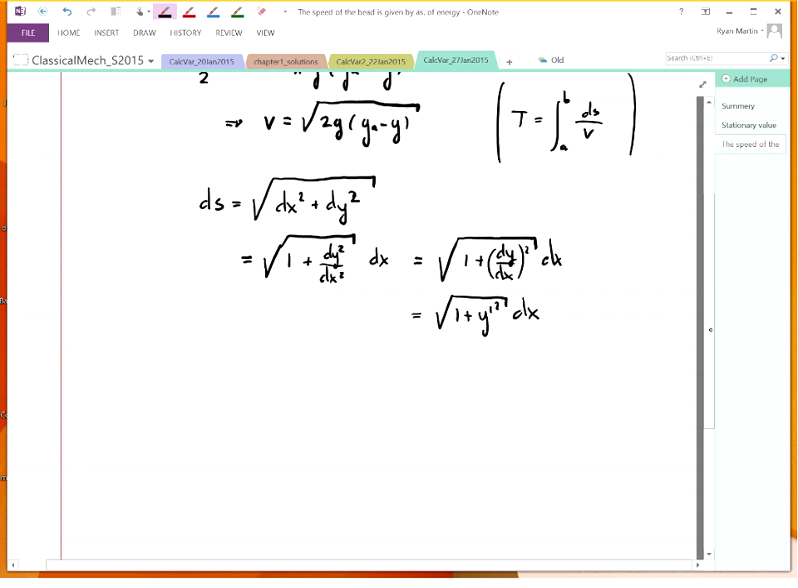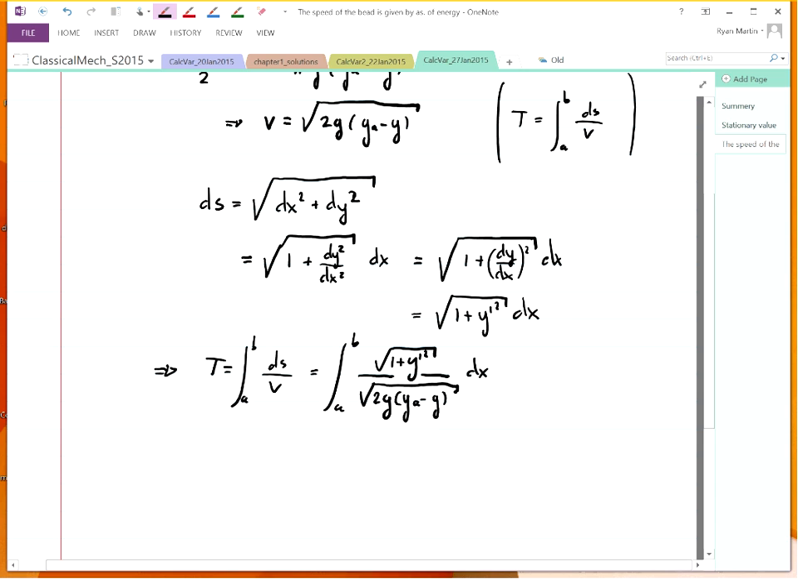So now the total time, if we plug all of this in, t, which was the integral from a to b of ds over v, is the integral from a to b of, so our ds is this, the square root of 1 plus y prime squared dx. And then our v is the square root of 2g times ya minus y.